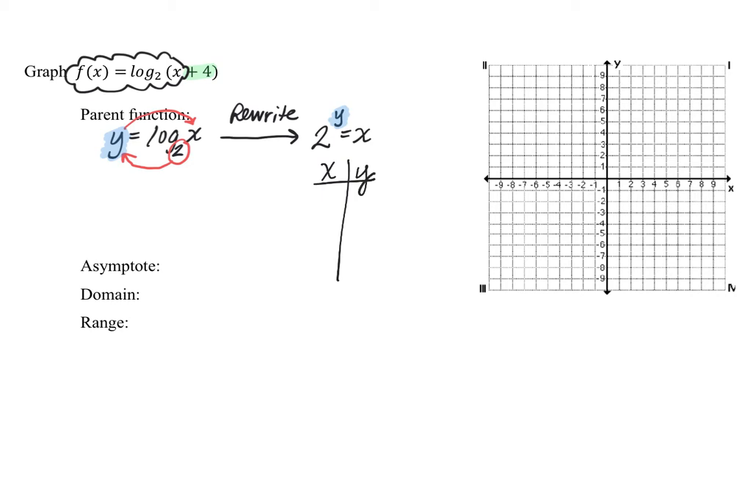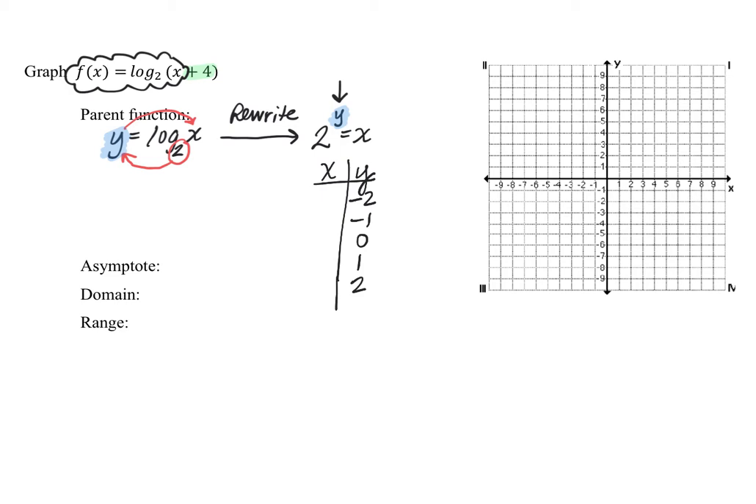Now we want to be smart about making our table. Normally we fill up the x side of the table with values, but if we look at 2 to the y equals x, it would be much easier to substitute in y values and then figure out what the x values are. So we're going to actually fill up the y side of our table from -2 to 2 is a good place to start. And then these are going to be our exponents.